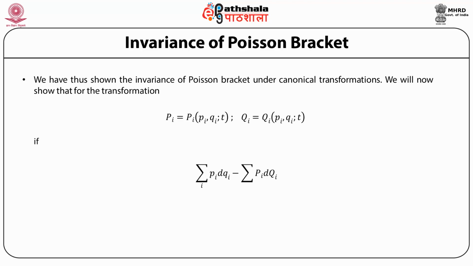We will now show that for the transformation to the new momenta Pi, which is a function of the old coordinates and momenta, and the new coordinate Qi, which is a function of the old coordinates and momenta, the expression is an exact differential. So we are going to show that if the sum over i of the product of the old momenta pi with the differential of the old coordinates, that is dqi, minus the sum of the product of the new Pi with dQi is an exact differential, then the transformation is canonical.